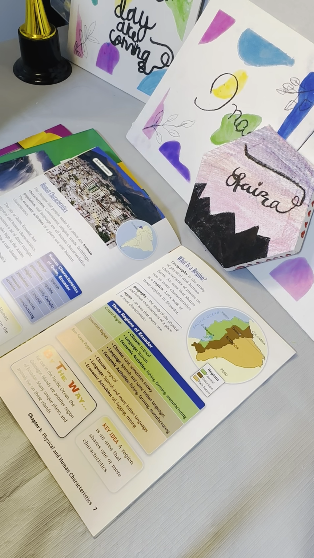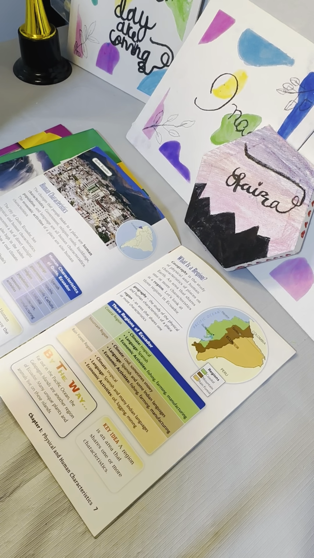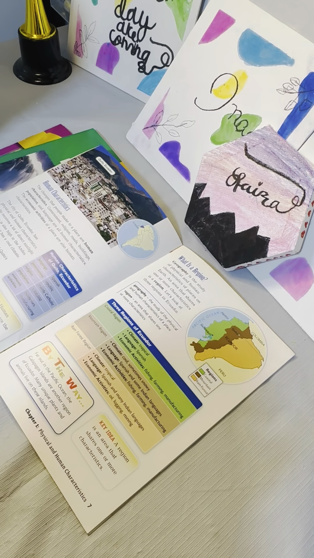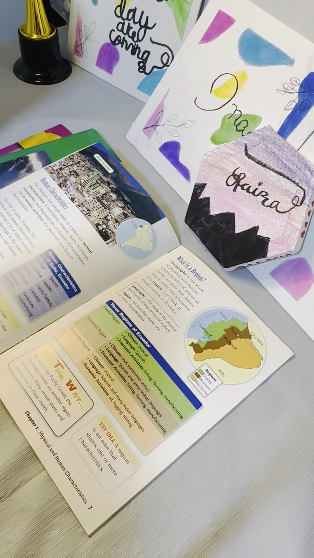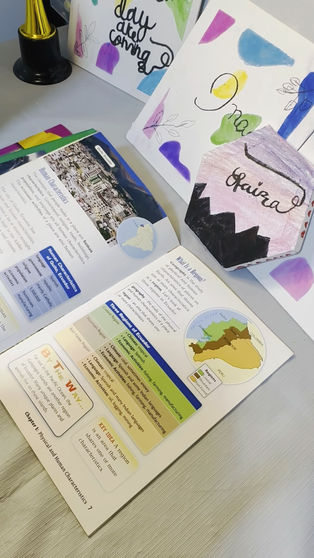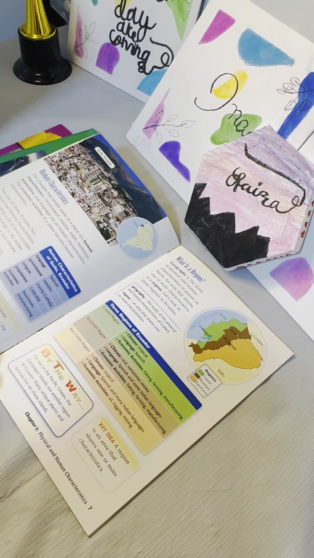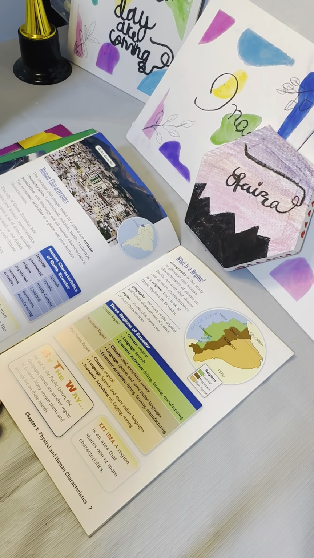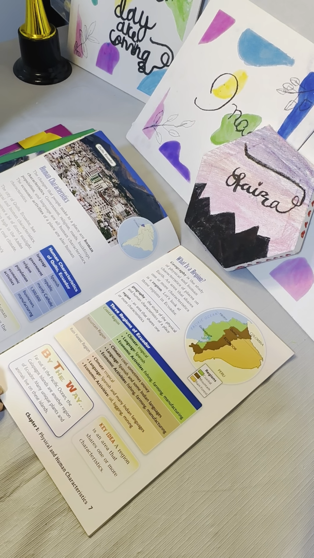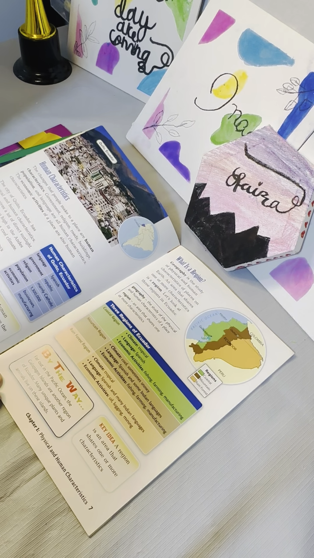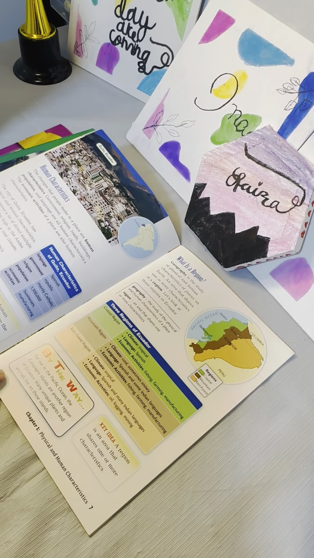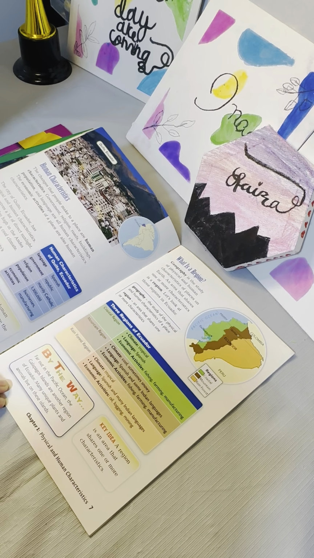What is a region? Geography is the study of physical and human characteristics of places on Earth. An area that shares one or more characteristics is a region. Let's look at 3 regions in Ecuador.